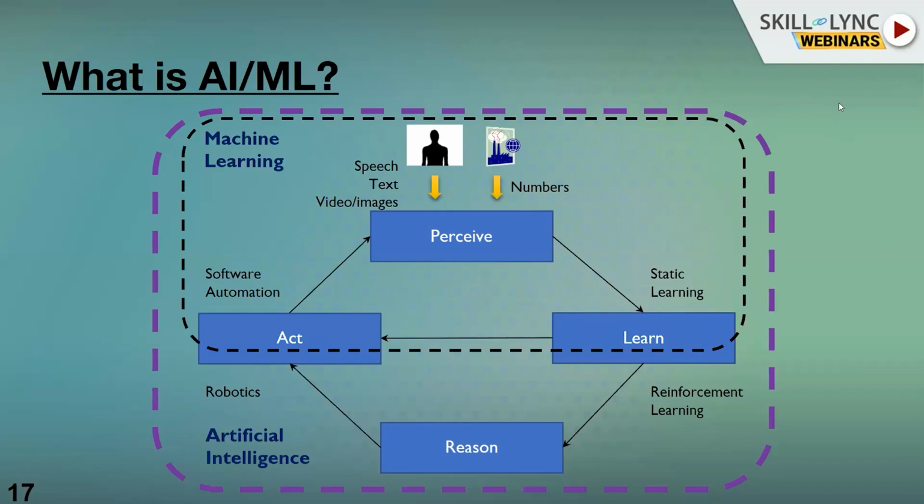And as you can see, the current world is making a lot of progress in machine learning, and we are still in the nascent stage in artificial intelligence, because developing the reasoning capabilities and being able to take that kind of decisions is still some way to go.